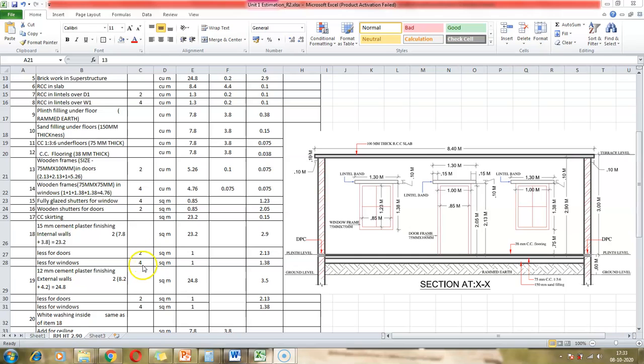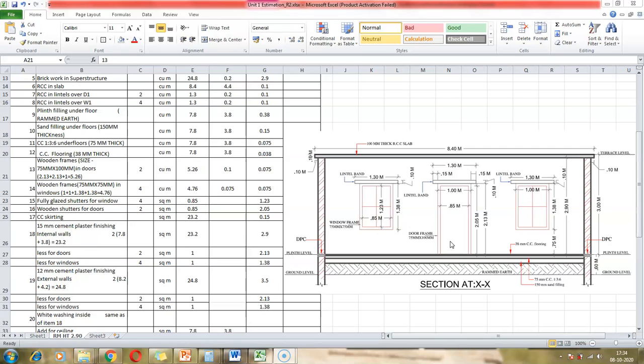Similarly, for windows, there are 4 windows, and we deduct the area of the windows from the plastering area. The width of the window is 1 meter, as we can see from the drawing. So the quantity that we need to deduct from the cement plastering is 1 into 1.38 into 4. So this whole area is where the plastering takes place, and from that, the spaces for the 4 windows and the doors are deducted.